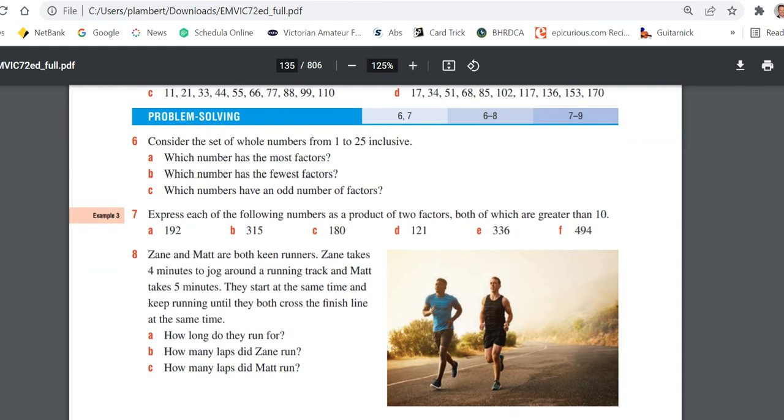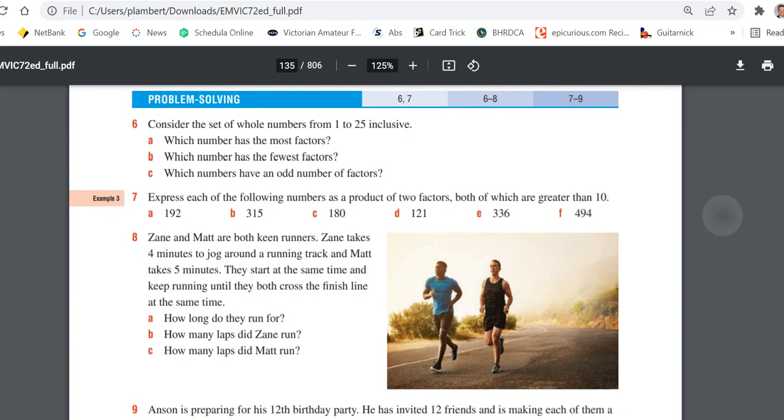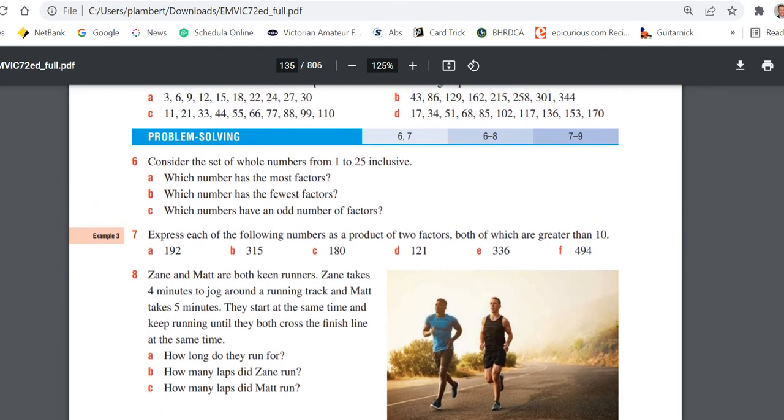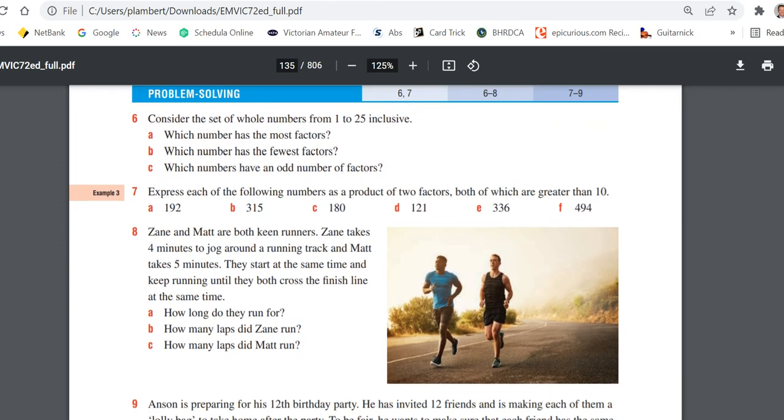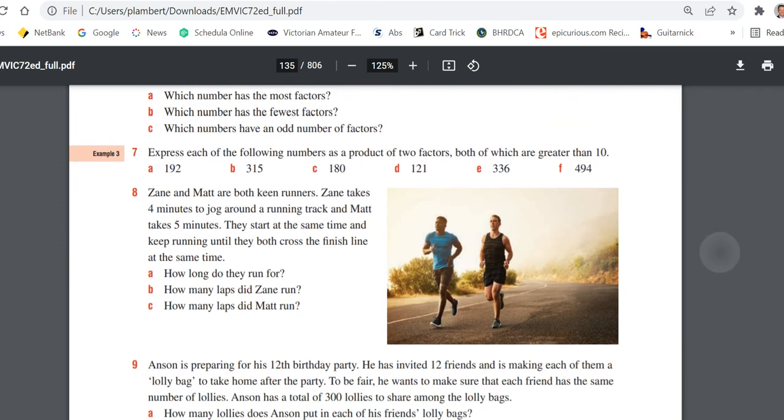If you have a look at some of these problem-solving ones, consider a set of whole numbers from 1 to 25 inclusive. Which number has the most factors? Which number has the fewest factors? Fewest factors would be a prime number because it has only itself and 1, so a number like 13, whereas a number like 15 would have 5 and 3, a number like 20 would have 4, 2, 5, 10, a number like 19 has only itself and 1. Which number has an odd number of factors? Well, you can work this out.